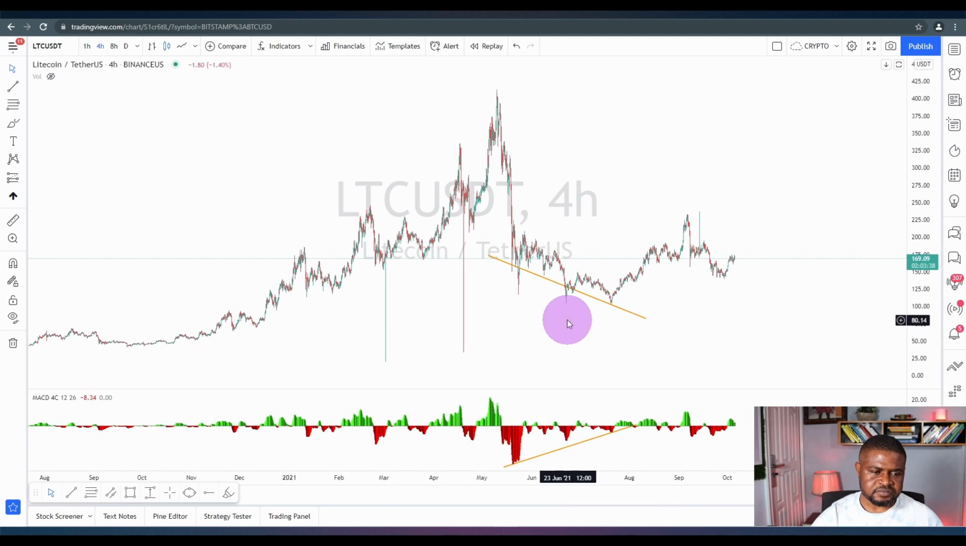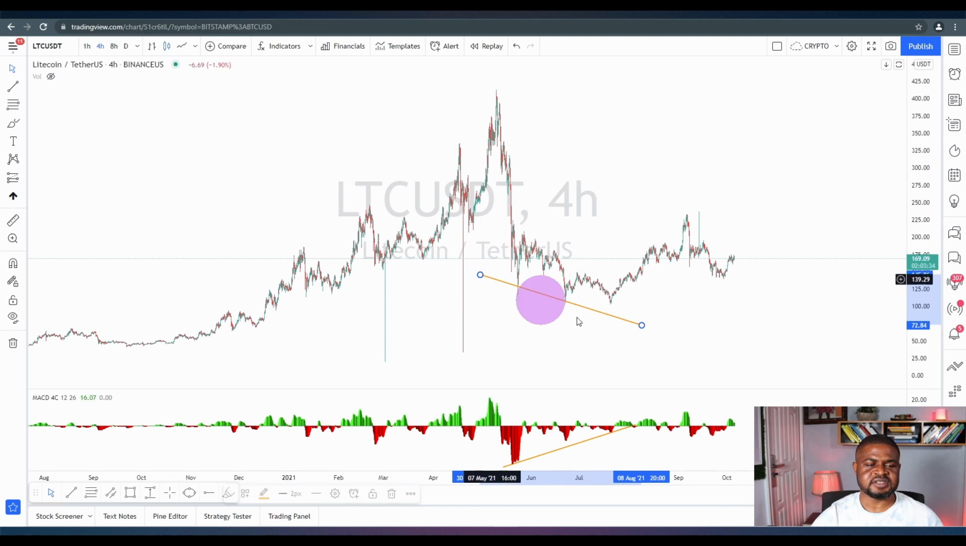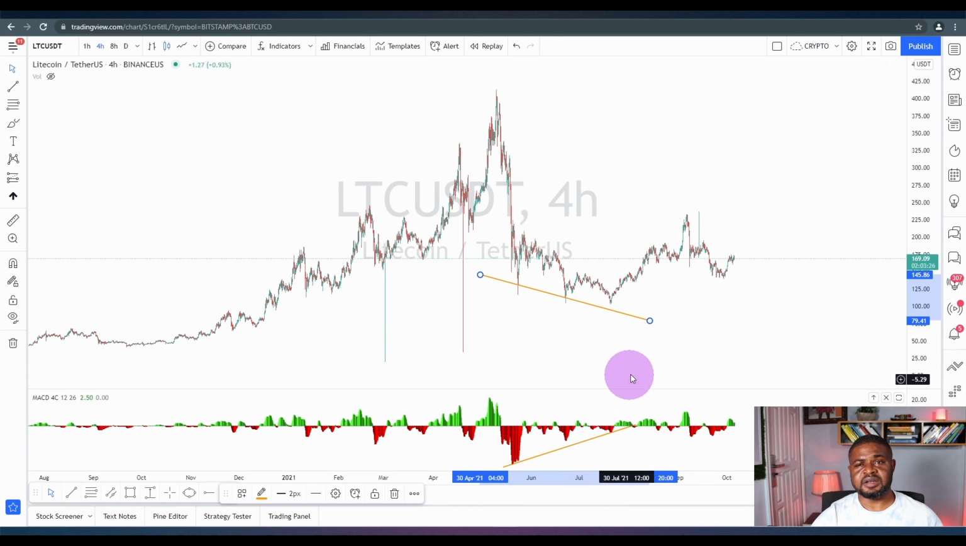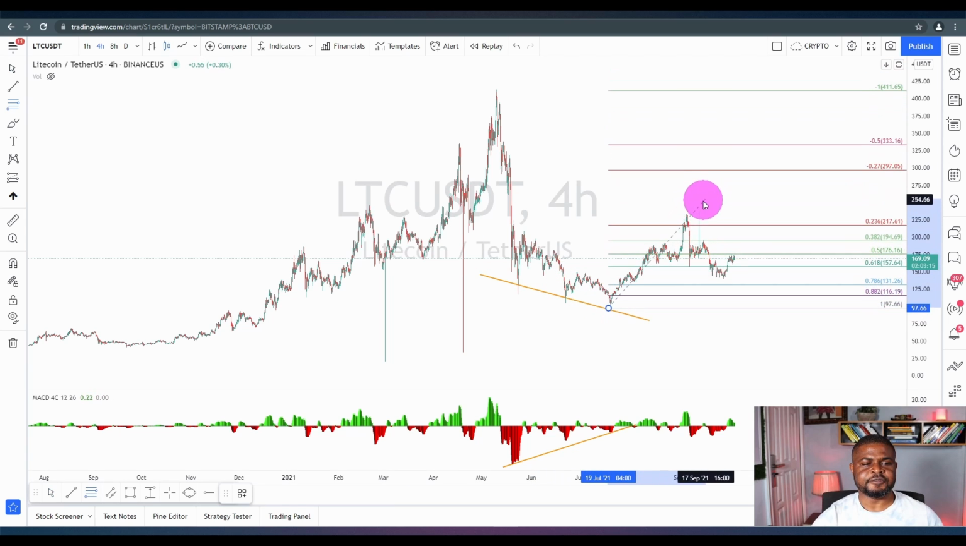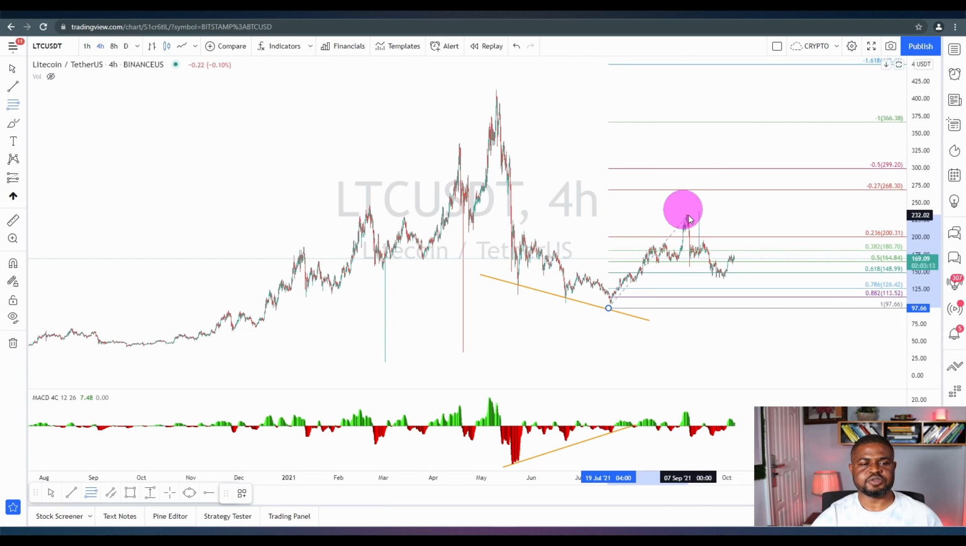All right, so this is divergence. You can clearly see the price is making a lower low, and the MACD is making a higher low. The price is telling you one thing, the MACD is telling you another, so you should expect a break.